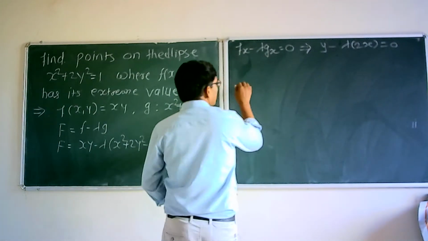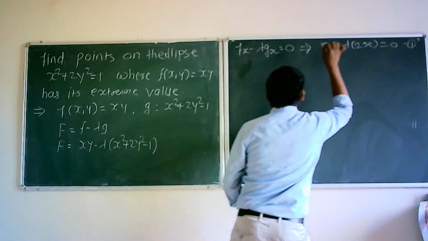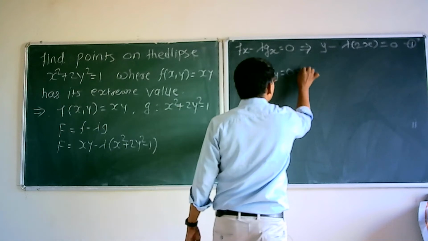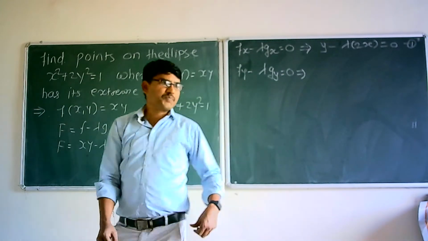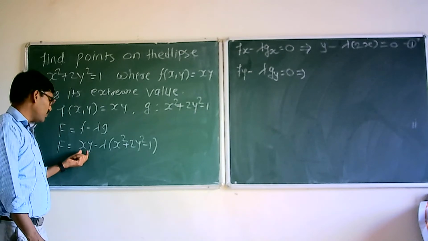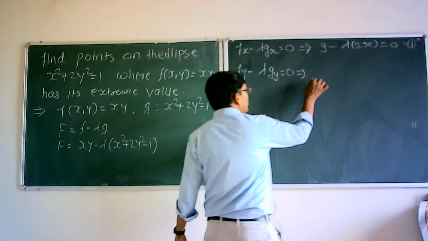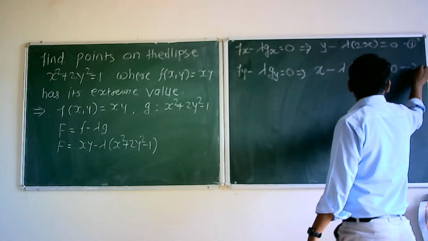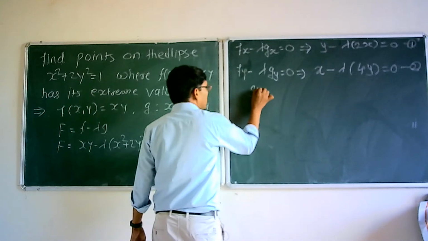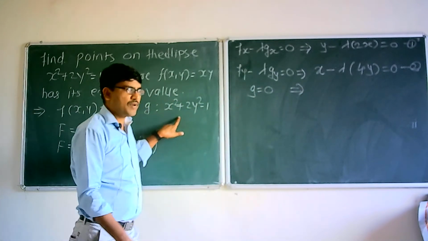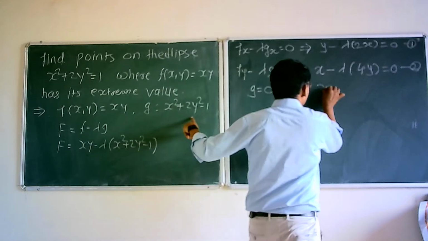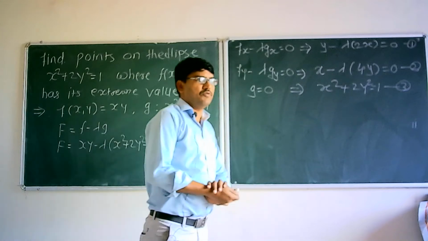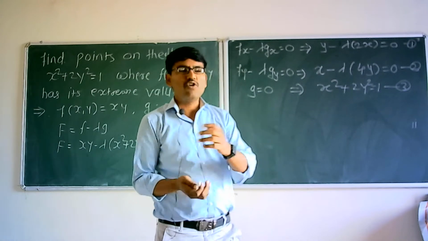This is equation number 1. Then what is equation number 2? F of y minus lambda g of y equal to 0. So a partial derivative with respect to y, where x is constant. So it is x minus lambda times 4y equal to 0. So this is equation number 2. What is equation number 3? G is equal to 0. Now g is equal to 0 implies x square plus 2y square equal to 1. So by using equations number 1, 2 and 3 we want to determine the value of lambda and then the values of x and y.